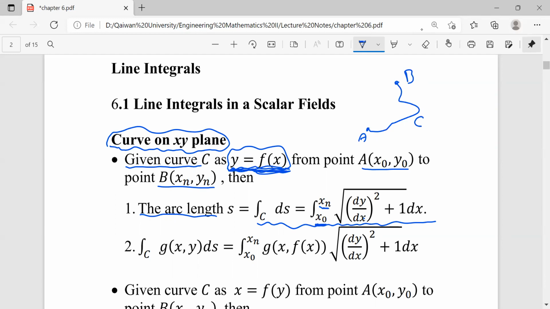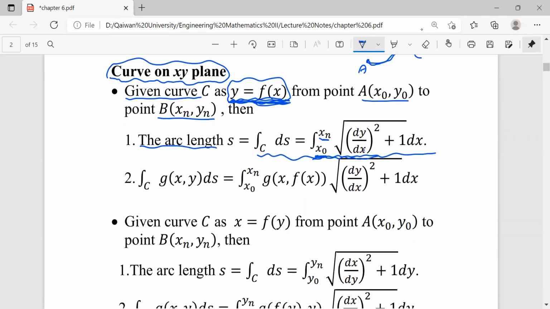Here we find the integration for this square root. In the square root we have dy by dx squared plus 1, with respect to x from x0 to xn. This is the length of this arc from A to B. And also, if we have a function g of x, y over the curve, to find the integration of the function g of x, y over the curve C, it is the integration from x0 to xn of g of x and f of x.